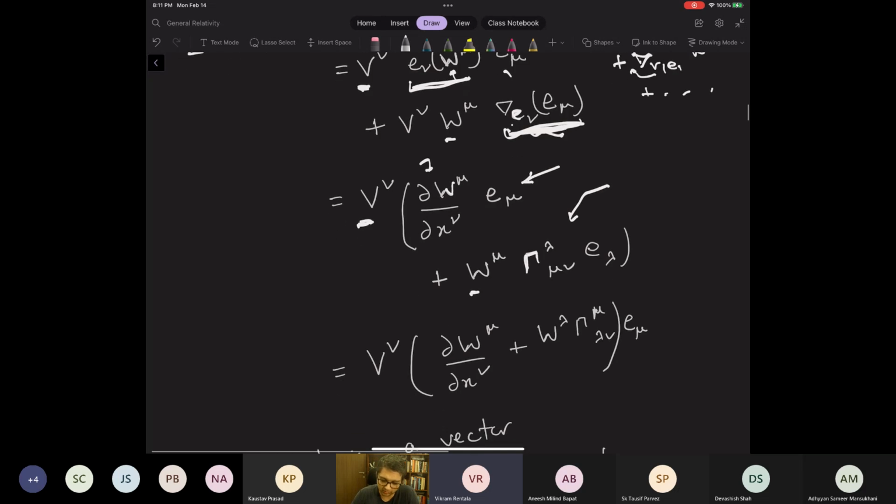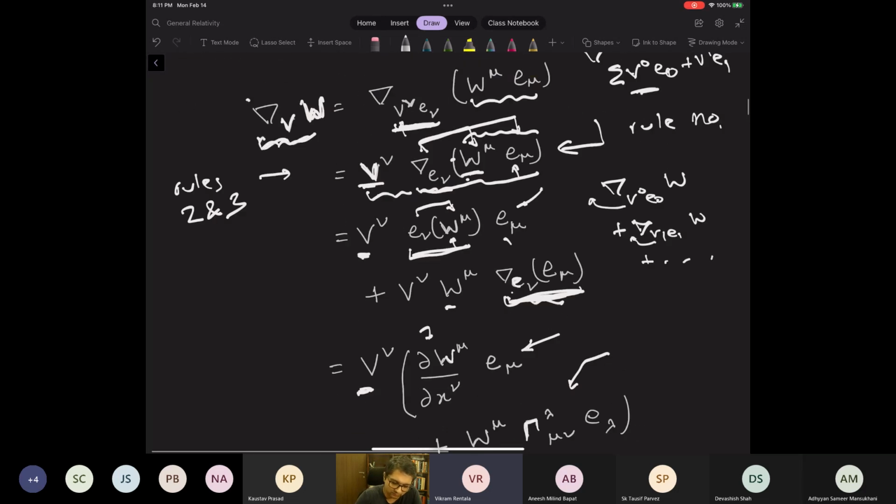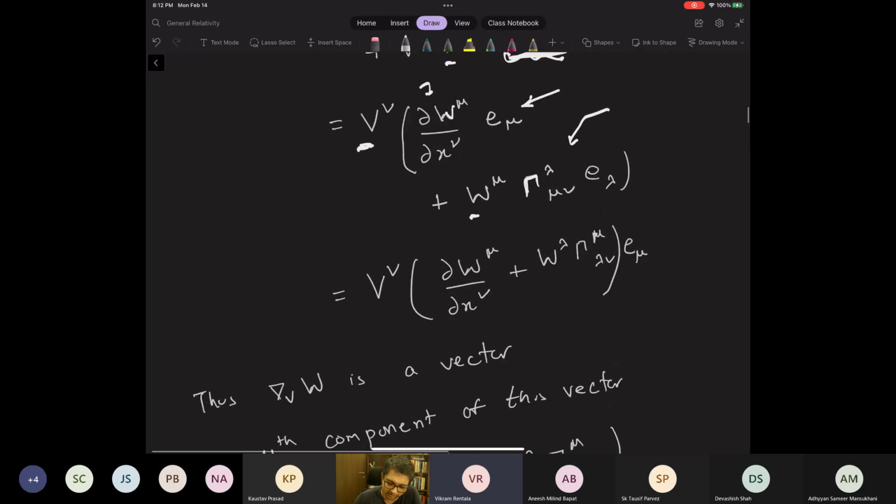So now overall, finally, I can write an expression for what I mean by this gradient of V on W, or derivative of W along the V direction. In components, I get V nu times, I'll pull out this E mu common. Here you can see what I'm going to do. Lambda is a dummy index because I'm summing over lambda, and mu is also a dummy index because I'm summing over mu. So I'll change lambda to mu and mu to lambda. When I do that, this becomes E mu and I pull it out common, and the coefficient that I get is W lambda gamma mu lambda nu.